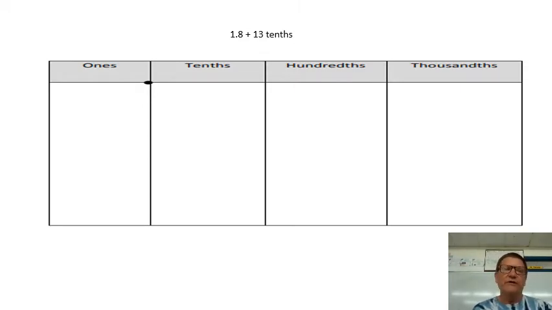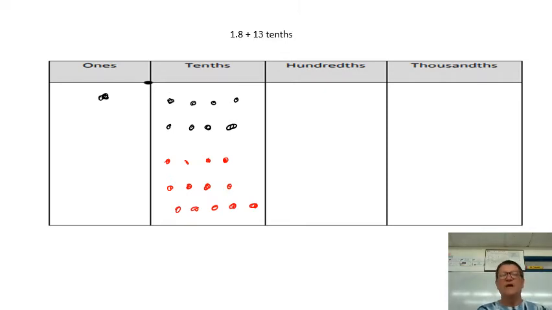But using the place value chart, it doesn't matter, because I'm going to put 1 one and 8 tenths. 1, 2, 3, 4, 5, 6, 7, 8. Now, I'm going to put 13 tenths. Well, there's 1, 2, 3, 4, 5, 6, 7, 8, 9, 10, 11, 12, 13 tenths. Now, when I add these up, we're going to go 1, 2, 3, 4, 5, 6, 7, 8, 9, 10, 11, 12, 13, 14, 15, 16, 17, 18, 19, 20, 21. So I have 21 tenths.